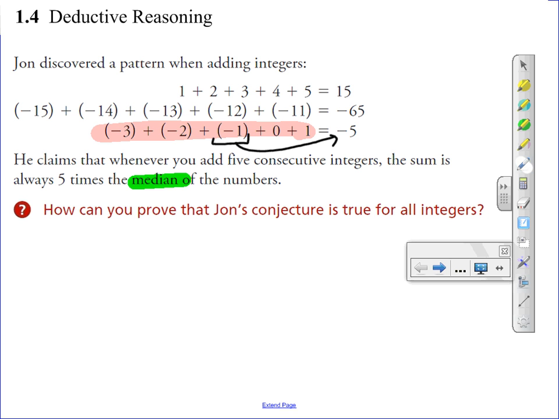Let's check the previous one. Times that by 5, you get that. Times that by 5, you get that. This is using inductive reasoning. You are collecting evidence and making a conjecture based on that evidence. Today, what we're going to look at is how do I prove that for all numbers?